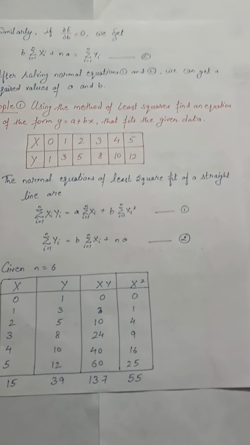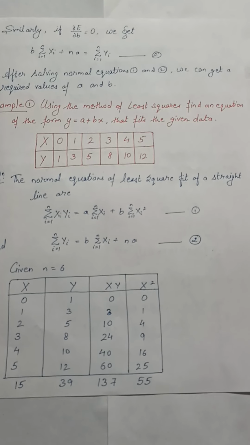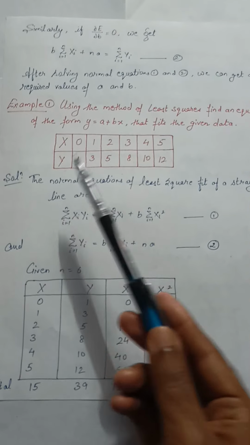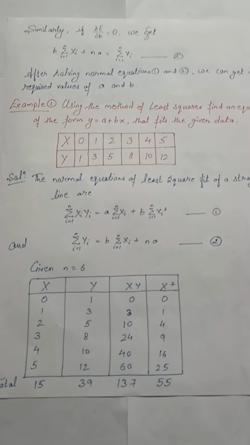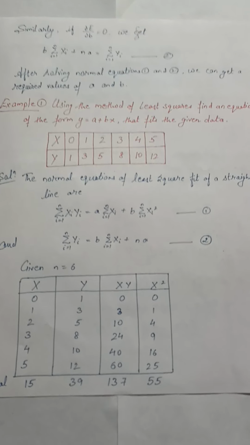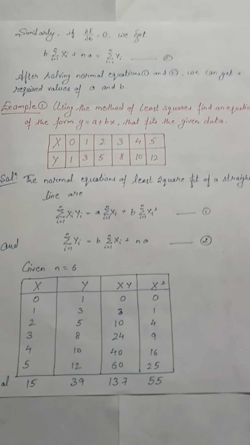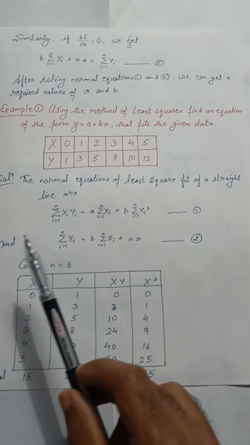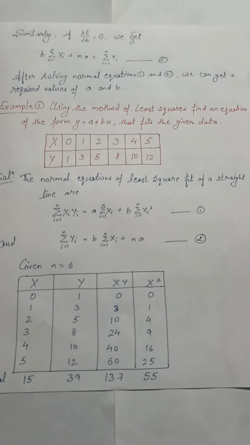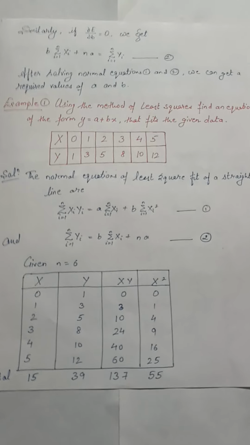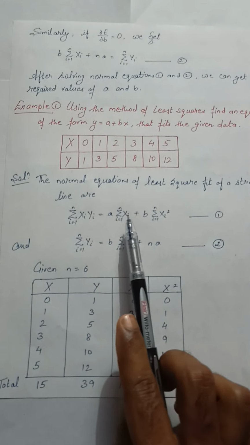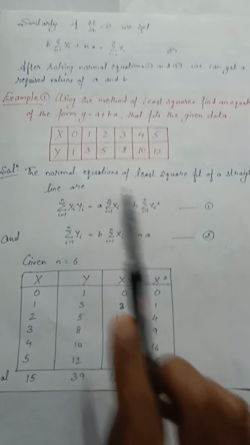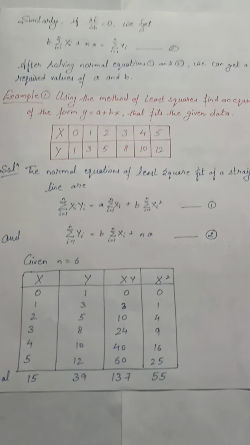Using the method of least square, find an equation of the form y equals a plus bx that fits the given data. Some observations are given to you, the values of set of x and y. The x has the values 0, 1, 2, 3, 4 and 5, and the corresponding values of y are 1, 3, 5, 8, 10 and 12. As we know, the normal equations of least square fit of a straight line are, as we have seen in the previous topic, equation number 1 and 2. We need summation of xi square, summation of xi, summation of yi and summation of xi yi to be substituted in these two equations.